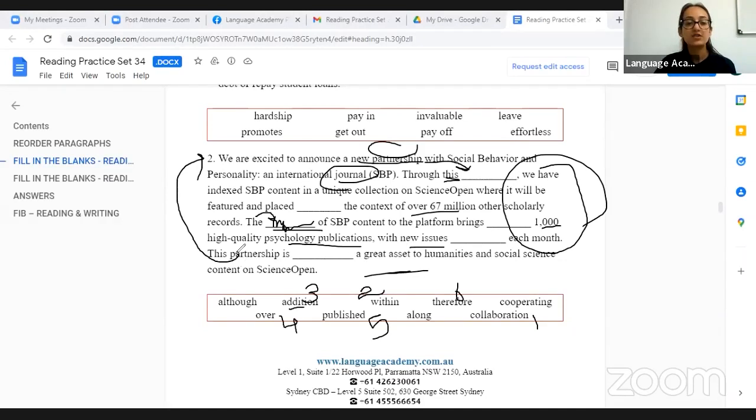And this partnership, when you refer back to the top and then you give a conclusion, whether it is good or bad, that is called a conclusion or winding up. So then we use this partnership is therefore a great asset. Any questions, anyone?